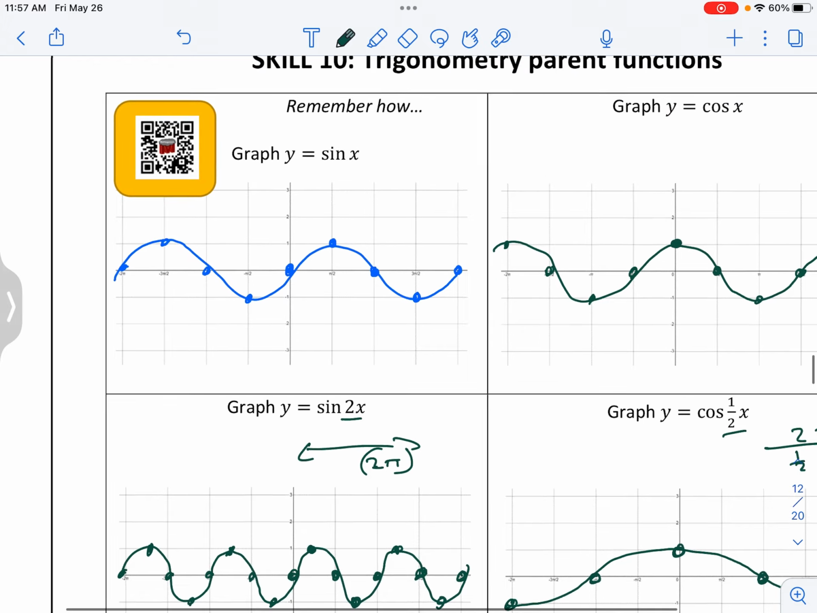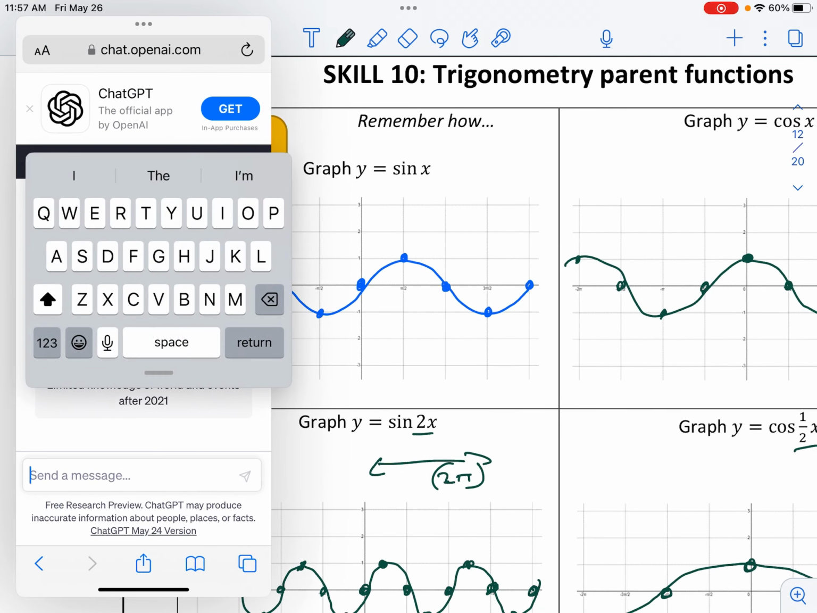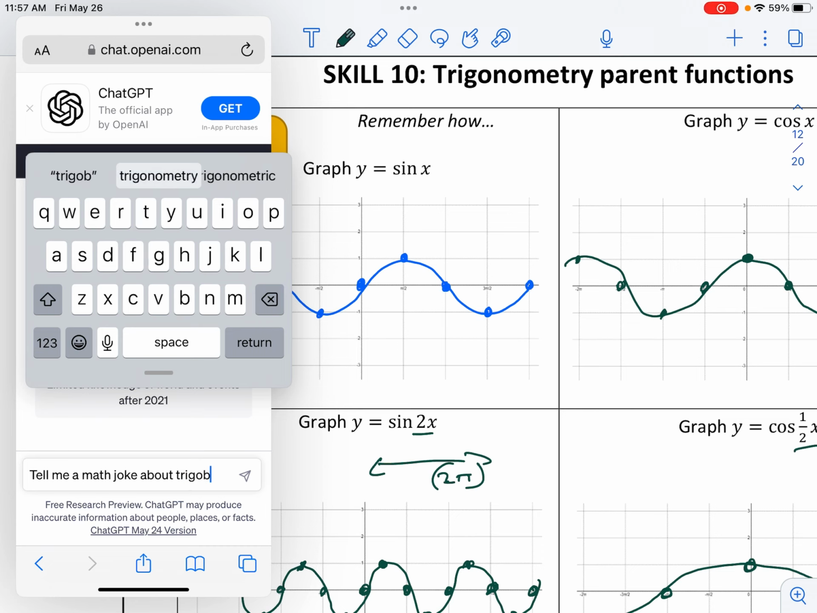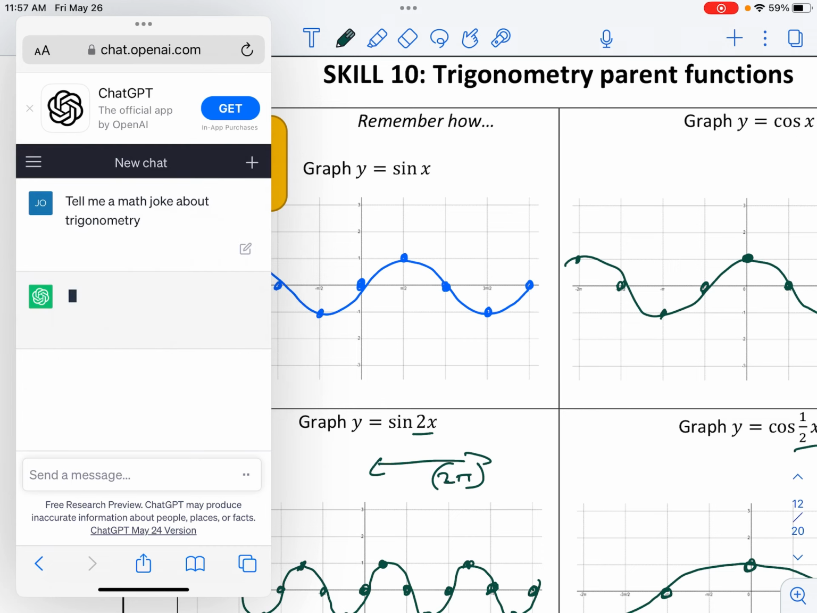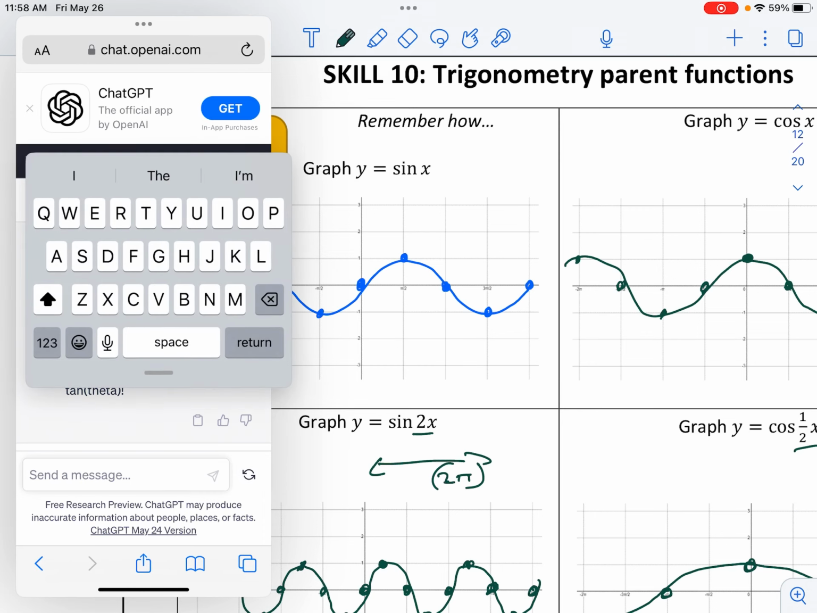All right, so there's a look at parent trigonometry functions. Let's have ChatGPT tell us a math joke, and let's say about trigonometry, and let's see, maybe it can handle this or not. I don't know. Could be a very advanced math joke. Here we go. Why did the angle go to the beach? Because it wanted to get a tan theta. I'm not sure why theta had to be thrown in there.